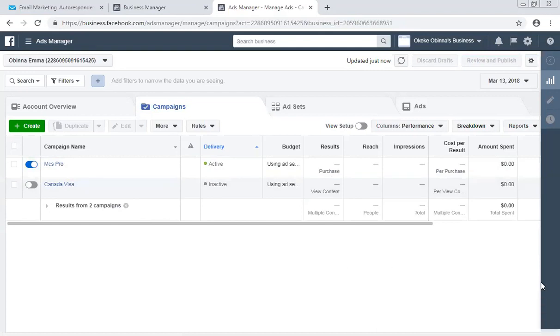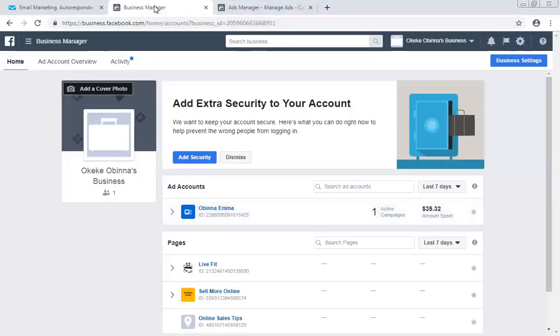But you've seen how I've gone on to set up my campaign, all right? My Facebook advert. So that's it. Once we are done, you click on confirm. Facebook confirms it. And once their confirmation is in, either they approve your advert or they don't approve your advert.